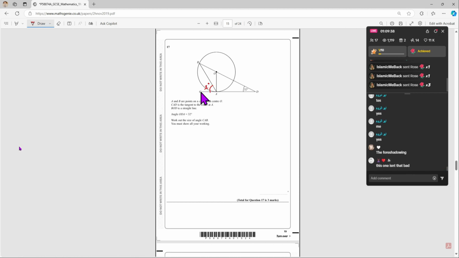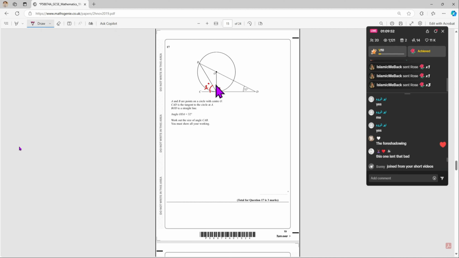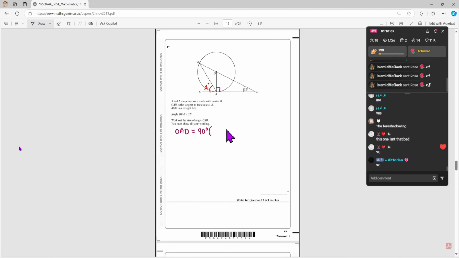So the first thing to work out is this specific angle over here. So we can work out OAD. In the chat, can anyone tell me what angle OAD is equal to? What is OAD equal to? So we know that OAD is equal to 90 degrees. Well done. It's 90 degrees, because a tangent meets the radius at 90 degrees. You need to know the circle theorem.